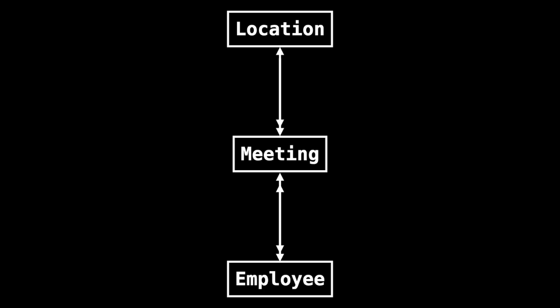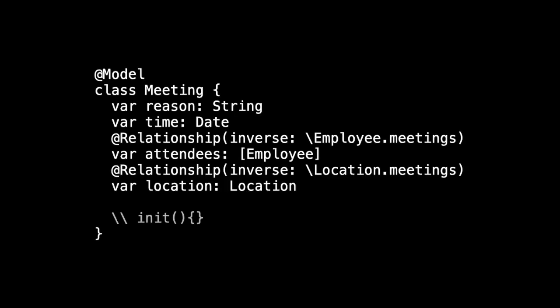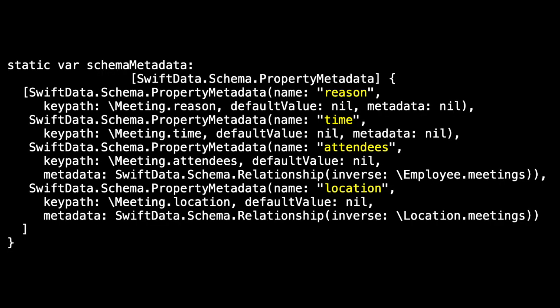And so in our very simple data model, this is how our three classes are connected. Here's our meeting class, and at the top was this macro @Model, and so let's expand the macro and see all the code that gets added. One thing that gets added is the schema metadata, and you can see here that this looks a lot like our XML. It's got the reason and time, those are two properties, and it's got our two relationships, attendees and location, and even notes the inverse of those two relationships.